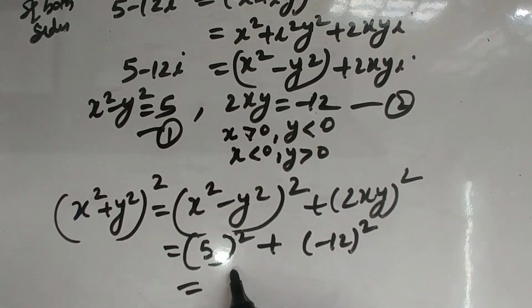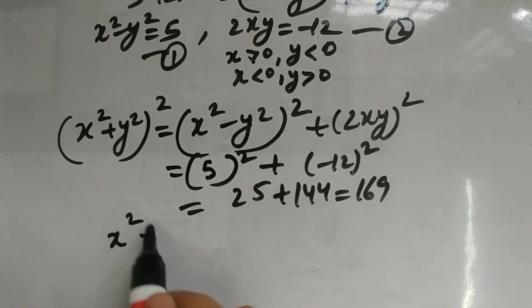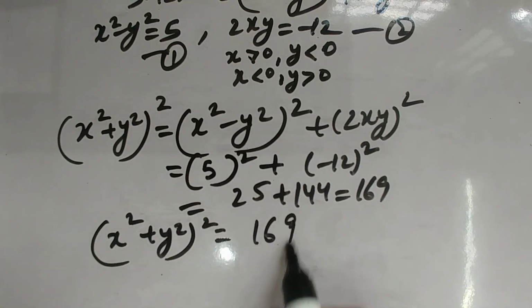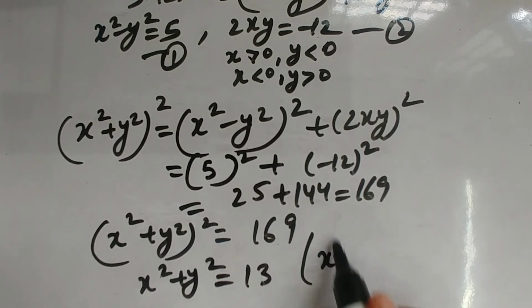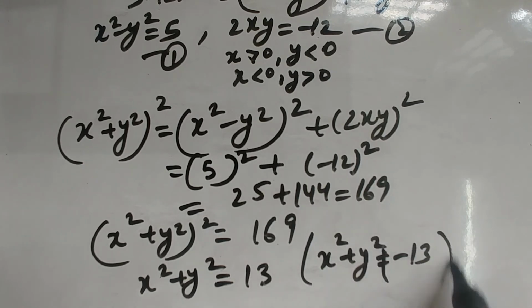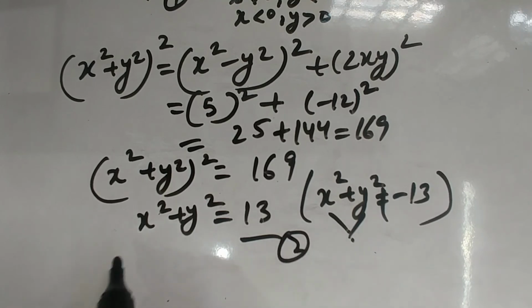So it is your 25 plus 144, 169, and I know (x² plus y²) whole square is equal to 169. So that means x² plus y² is equal to 13. Okay, not minus 13. x² plus y² means taking the square. It is not equal to minus 13, because the sum of squares of two numbers can never be negative. So this is your number 2.